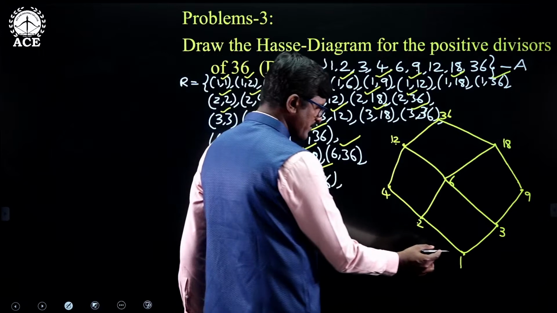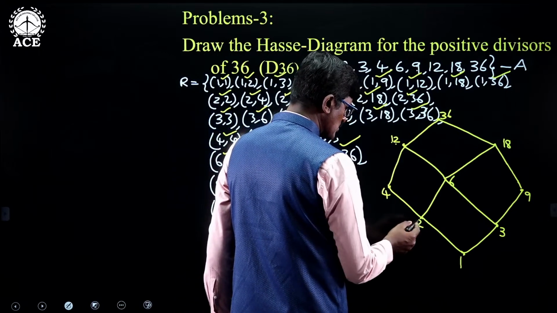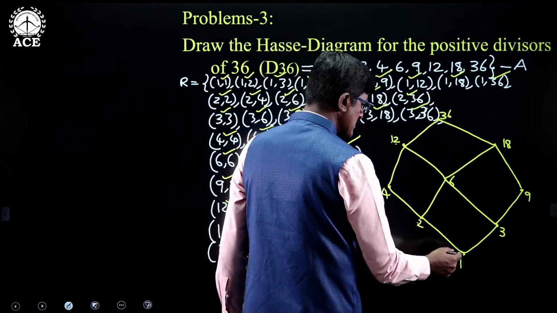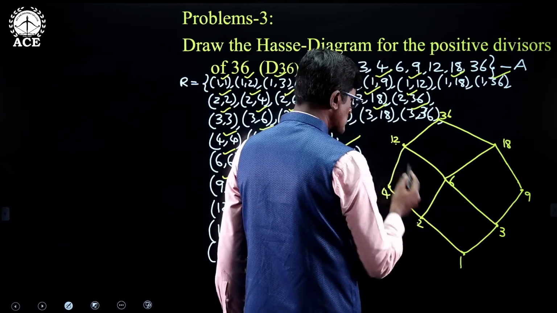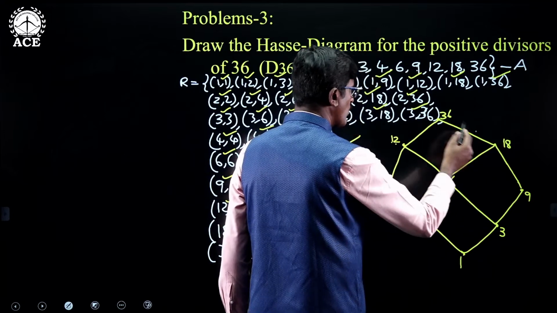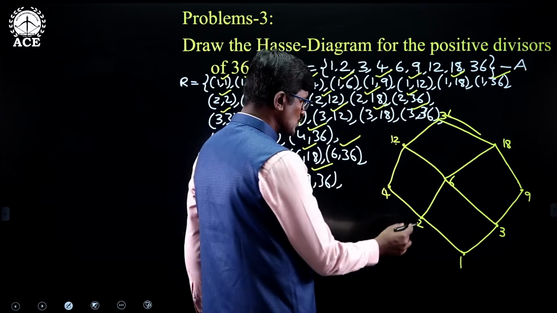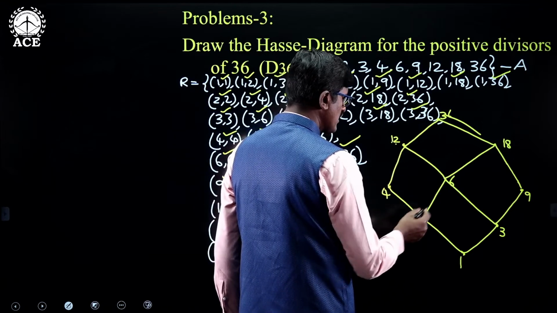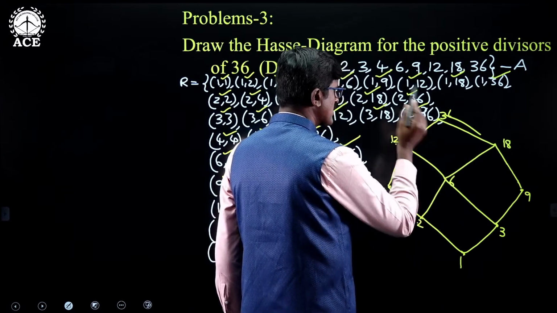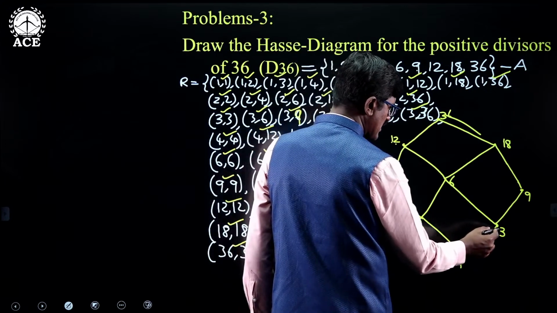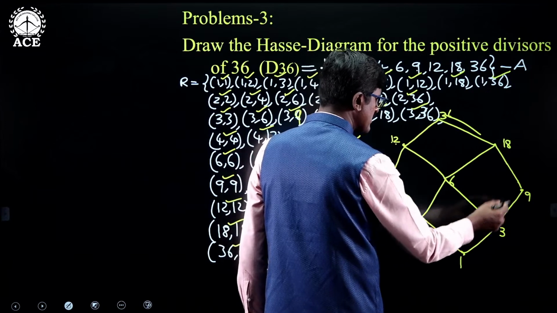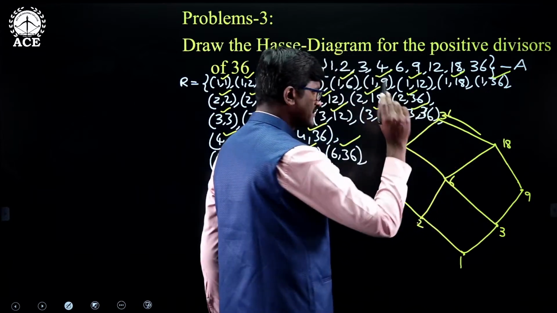When you look at this: 1 comma 1, 1 comma 2, 1 comma 3, 1 comma 4, 1 comma 6, 1 comma 9, 1 comma 12, 1 comma 18, 1 comma 36. Next 2: 2 comma 4, 2 comma 6, 2 comma 12, 2 comma 18, 2 comma 36. 3: 3 comma 3, 3 comma 6, 3 comma 9, 3 comma 12, 3 comma 18, 3 comma 36.